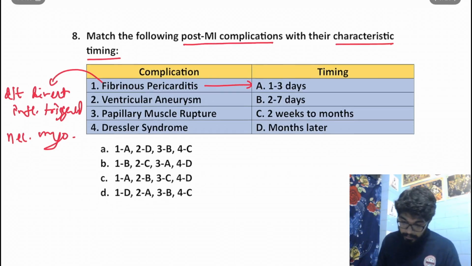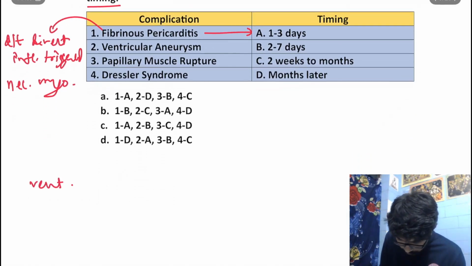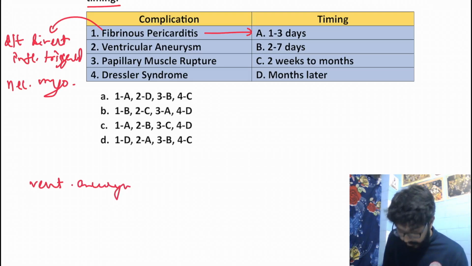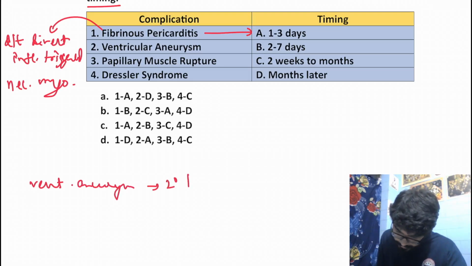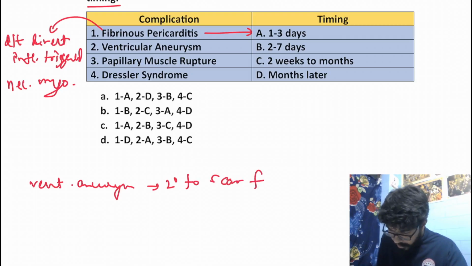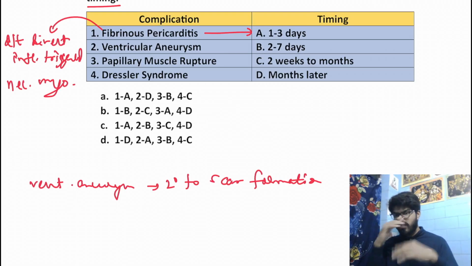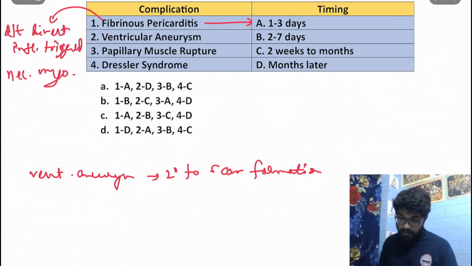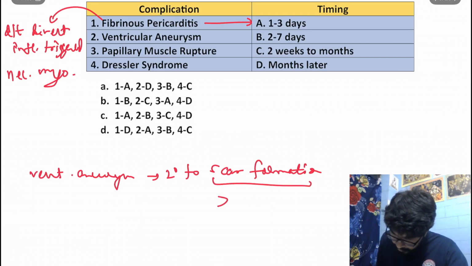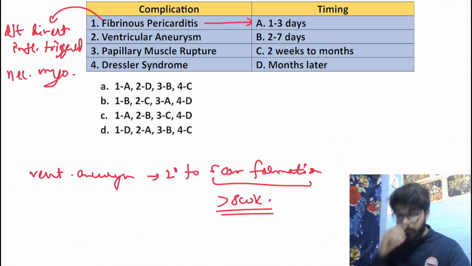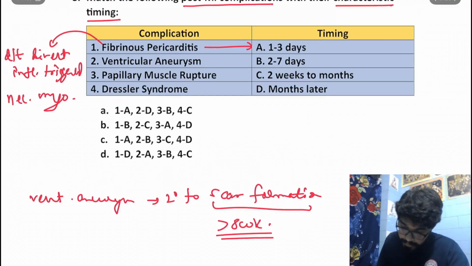Okay. Ventricular aneurysm. This ventricular aneurysm is actually secondary to scar formation, right? Once the scar is formed, there is a thinned out tissue which will bulge out during systole. And scar formation requires more than 8 weeks, more than 2 months. So ventricular aneurysm would be months later.